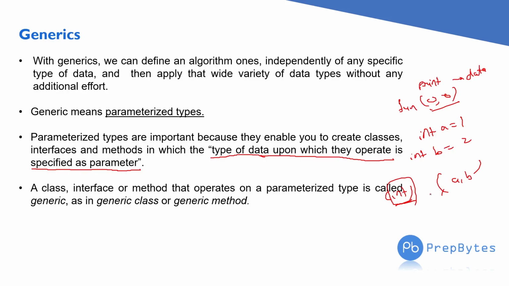A class or interface that operates on a parameterized type is called generic, as in generic class or generic method. Generic means generalized. Whatever type we pass, if we pass Integer, this class will work for Integer. If we pass String, the class will work for String, and for Float, and we will not have class cast exception. We will be type safe. Also, we will not have to do manual casting because now autoboxing and unboxing will occur.